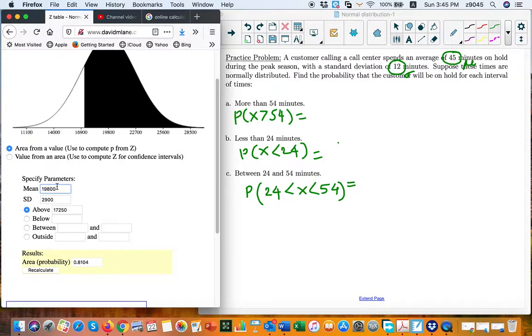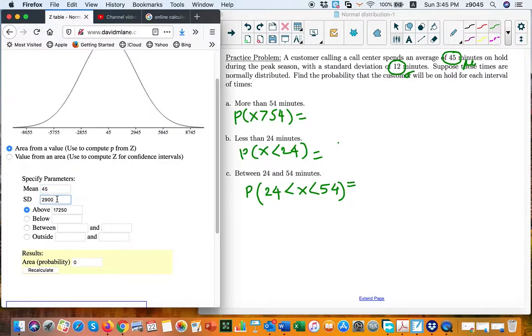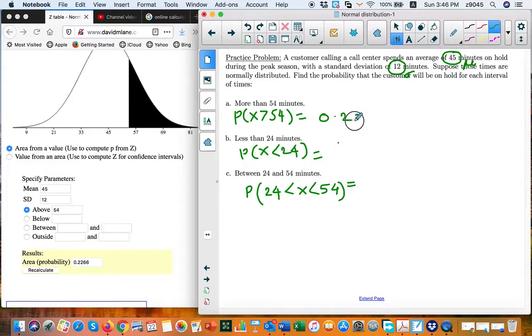Mean for the question is changed to 45 minutes now. Standard deviation is 12 minutes. Now for the first part, it is above 54. Calculate the value. Above 54. Sorry, it's not 754, it's just 54. I mixed up the sign there. 0.2266. So 0.2266 is the area for that.